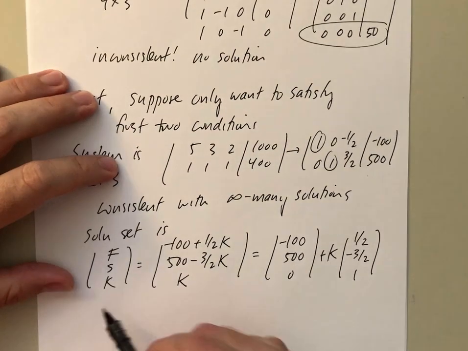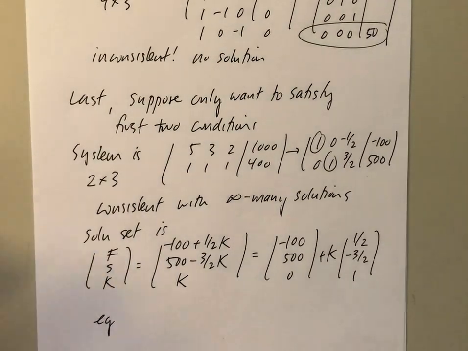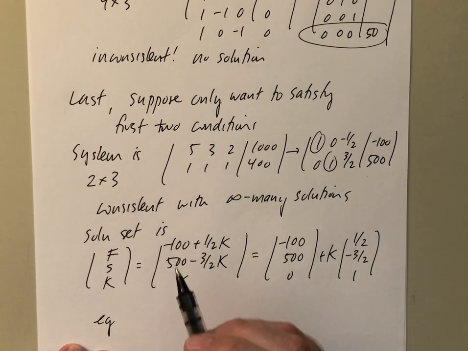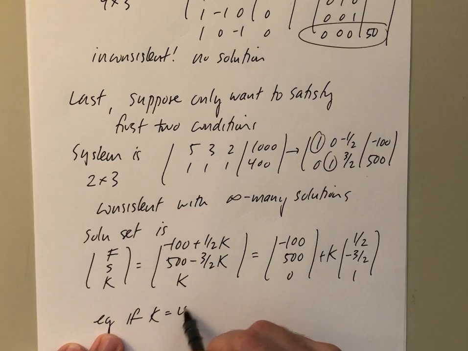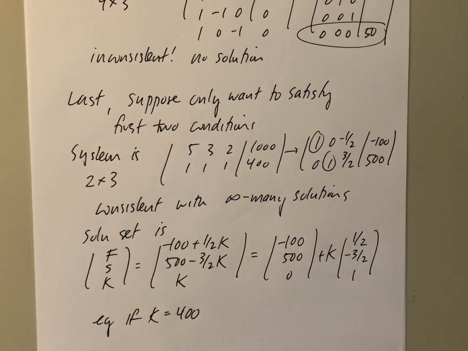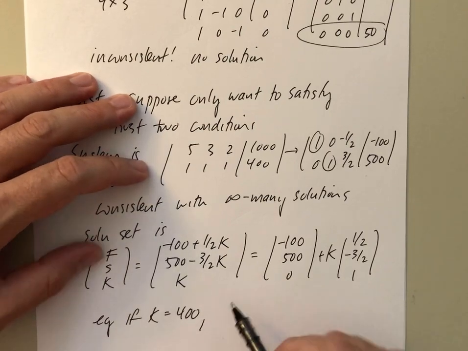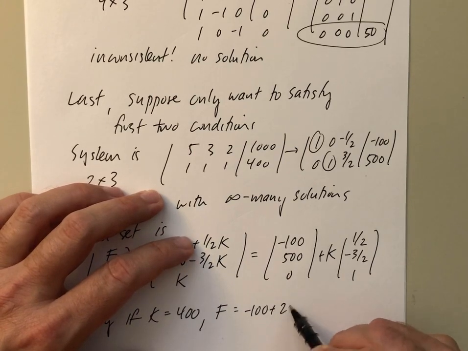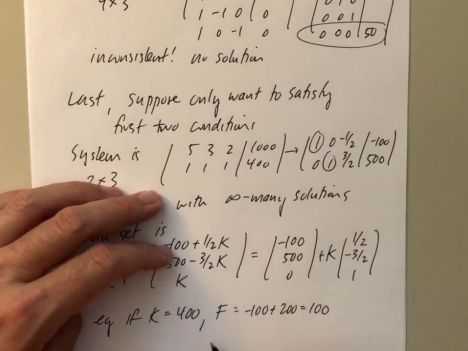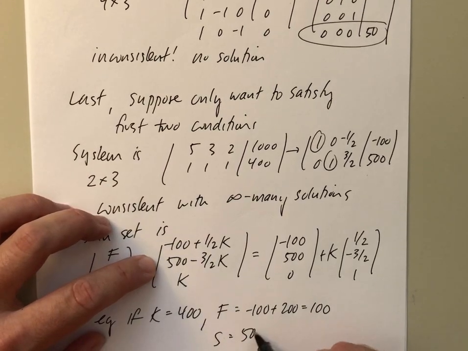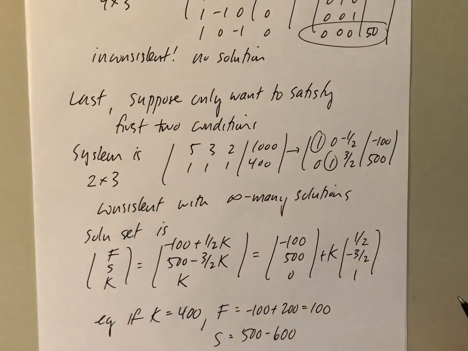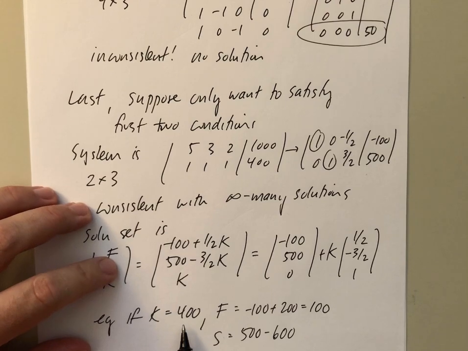So for instance, you can tell your boss now that he or she can pick the number of knives they want. So you could take knives to be, let's say, 400. If K equals 400, the boss decides 400 knives should be made, then the number of forks should be minus 100 plus 200, which is 100. The number of spoons is given by 500 minus 3 halves of 400, oh, that's not good, right? That's minus 100. So maybe 400 would not be a good choice.